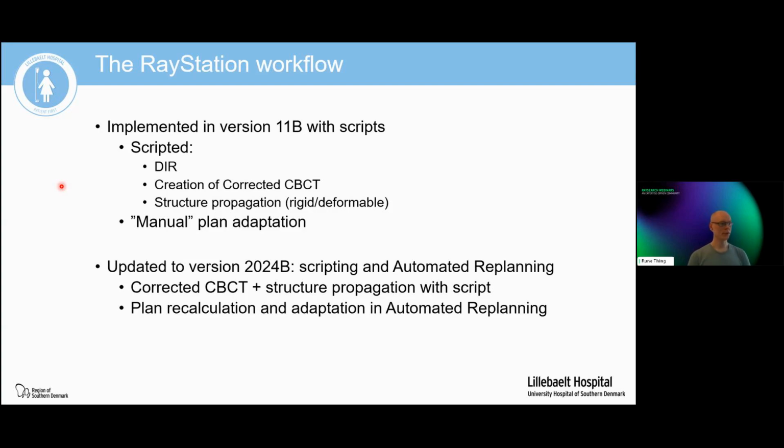Last year, we updated RayStation to version 2024B, where the automated replanning module became available to us. We still hold on to some scripting because there were a few quirks of the automated replanning module that we were not quite happy with, but that should be fixed in the version that is being released this year. So right now we still do the creation of a corrected cone beam CT and structure propagation with the script, and then we do plan recalculation and adaptation in the automated replanning module.